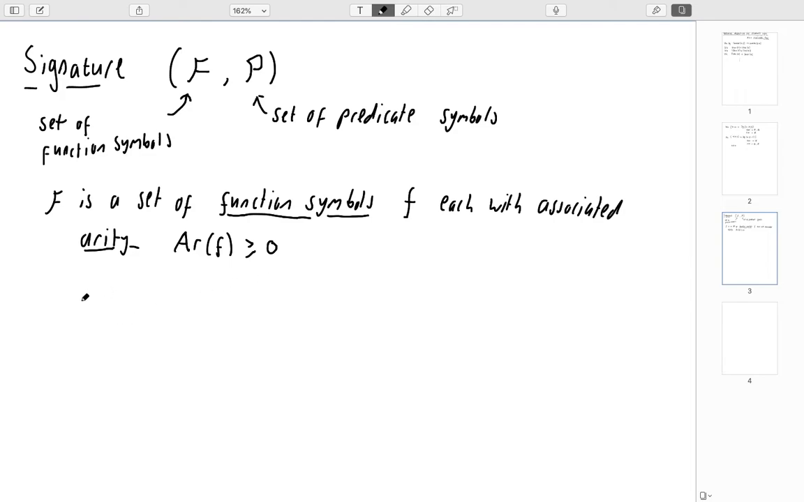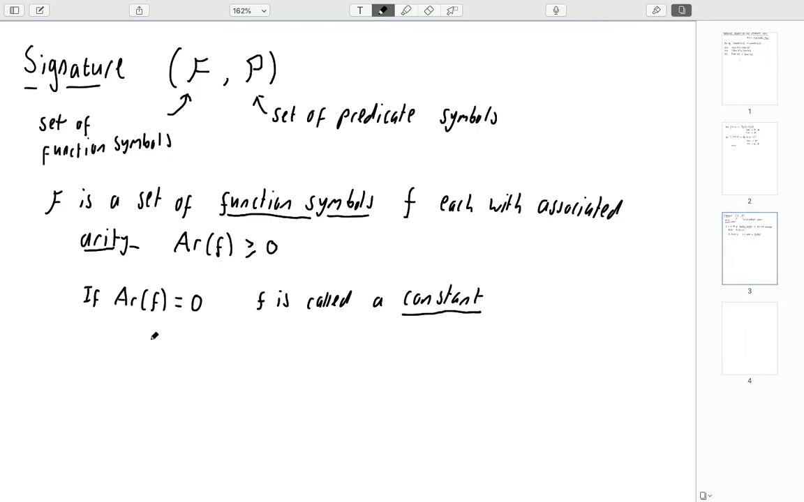So in the case that the arity of f is 0, then we call f a constant, or a constant symbol.